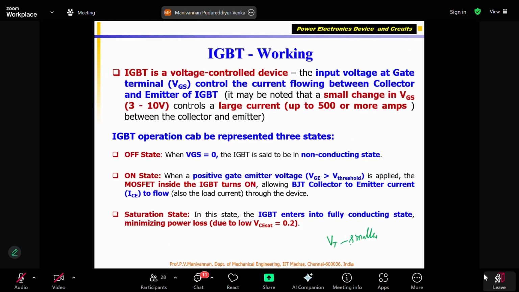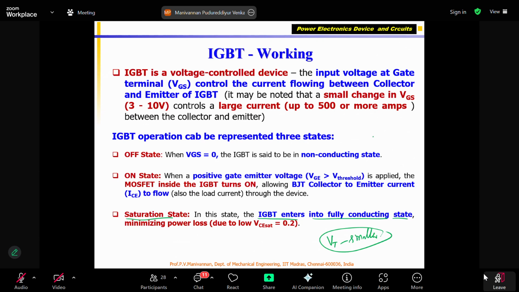Smaller is better. VT equal to 0.1 volt, 0.2 is much better for a MOSFET or IGBT. That you have to note down. But there are many issues. Now, after the onset, the last state is called the saturation state. In this state, the IGBT enters into fully conducting mode.